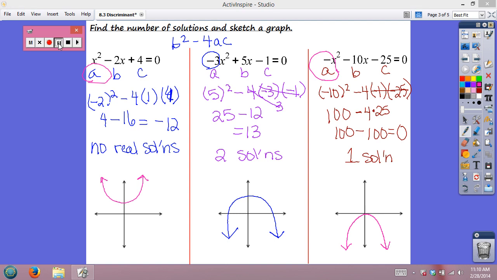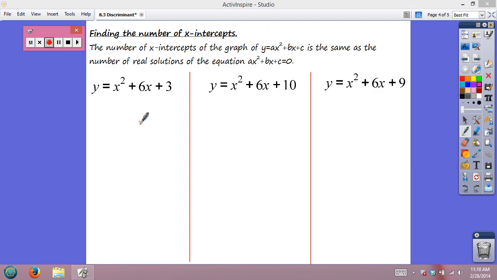Okay? The next examples say to find the number of x-intercepts. And don't worry, this is exactly what we just did in the last 3 examples. The number of x-intercepts of the graph of y equals ax squared plus bx plus c is the same as the number of real solutions of the equation. So, we're going to begin just like we did before. The only thing that it's not asking us to do this time is to sketch it. They just want the number of x-intercepts.